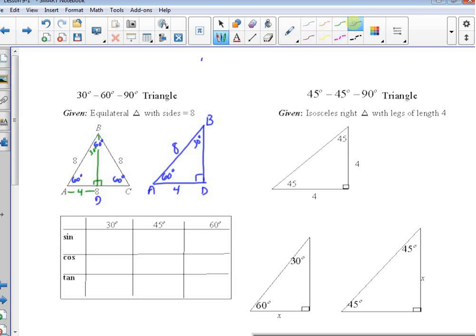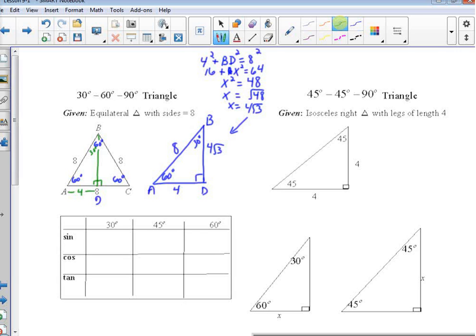So I did 4 squared plus BD squared equals 8 squared. I did the Pythagorean theorem, and so we get 16 plus, I'm just going to call that x now, x squared is 64 minus 16, which is 48. And then x is equal to the square root of 48, which simplifies to 4 radical 3. So this value here is 4 radical 3. Now I can take a look at these angles.